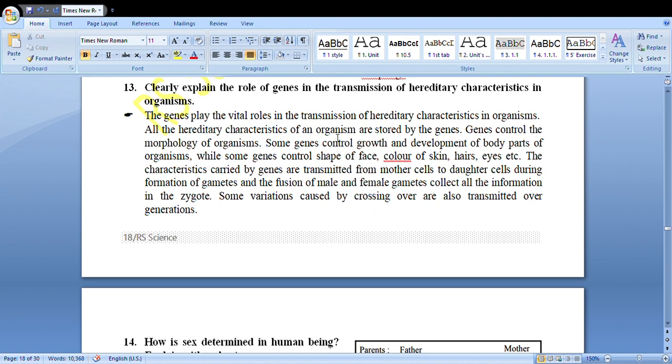All the hereditary characters of an organism are stored by the gene. Gene controls the morphology of an organism. The gene controls growth and development of body parts of the organism, while some genes control the shape of face, color of skin, eyes, hair, etc. The characterized genes are transmitted from mother cell to daughter cell during formation of gametes, and the fusion of male and female gametes collect all the information in zygotes. Some variation caused by crossing over are also transmitted over generation.